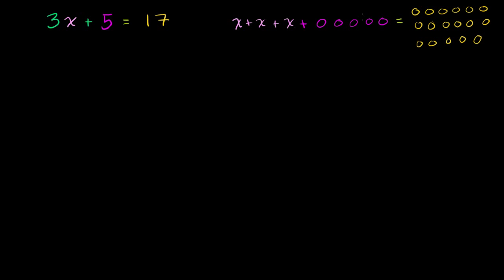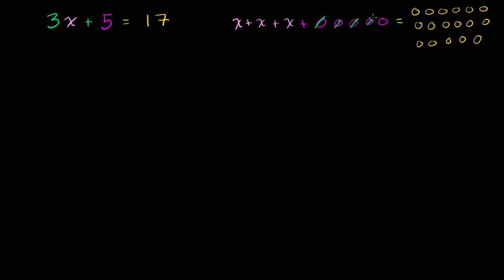Now, these two things are equal. So anything you do to this side, you'd have to do to that side. If we were to get rid of one object here, you'd want to get rid of one object there in order for the equality to still be true. Now, what can we do to both sides of this equation so we can get it in the form we're used to, where we only have a 3x on the left-hand side, where we don't have this 5? Well, ideally, we would just get rid of these 5 objects here.